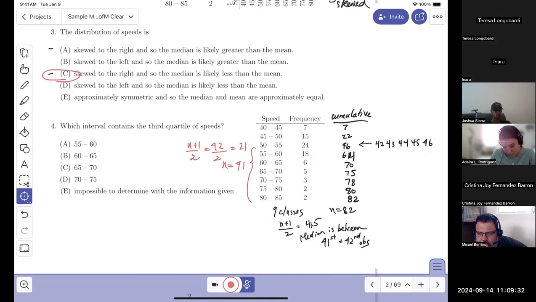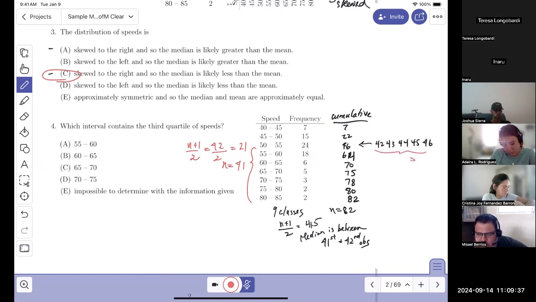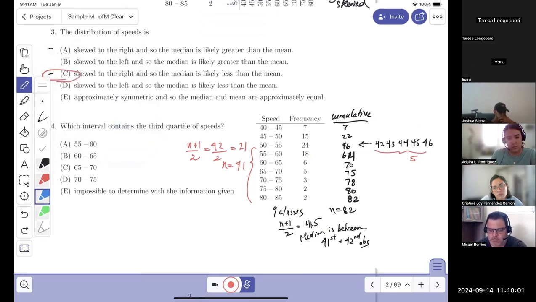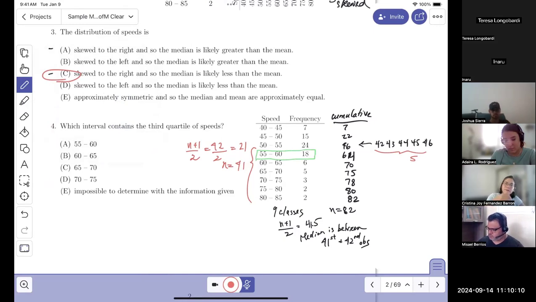So you have 1, 2, 3, 4, 5. And then you have 18 in the next one. So what does that make? That makes 23. So that means it will fall in here because the 21 will be in here. Does everybody see that? That should be the answer. Did anybody give that answer? Yeah, A. Good.